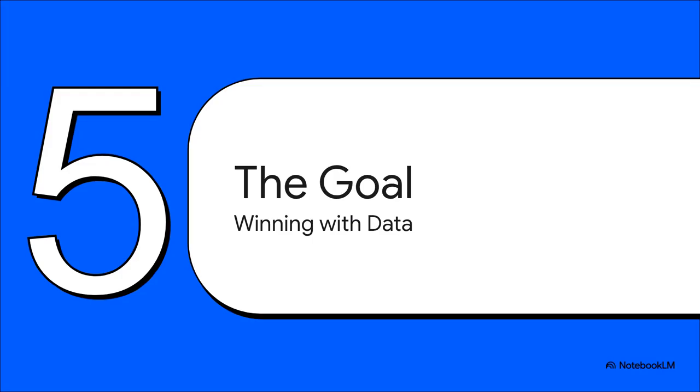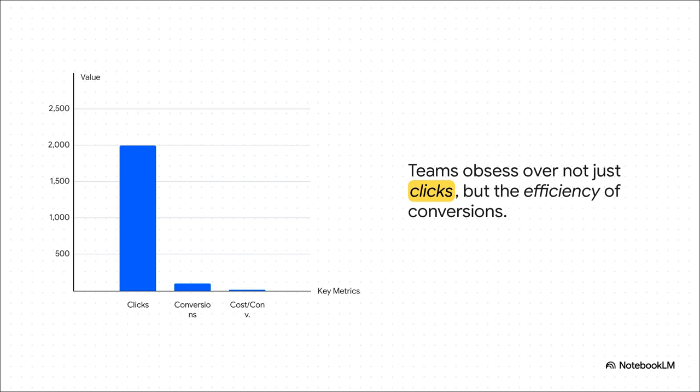The final piece is the goal. And ultimately, no decision here is based on guesswork. It's all driven by data. The team is constantly analyzing performance, always asking one question: how can we steer this campaign to get more demo bookings more efficiently? This is an example of the kind of dashboard they'd be watching every single day. And see, they aren't just looking at the volume of clicks. They're obsessing over the number of conversions and, maybe even more critically, the cost per conversion. The ultimate question is always, is every dollar we spend working as hard as it possibly can?